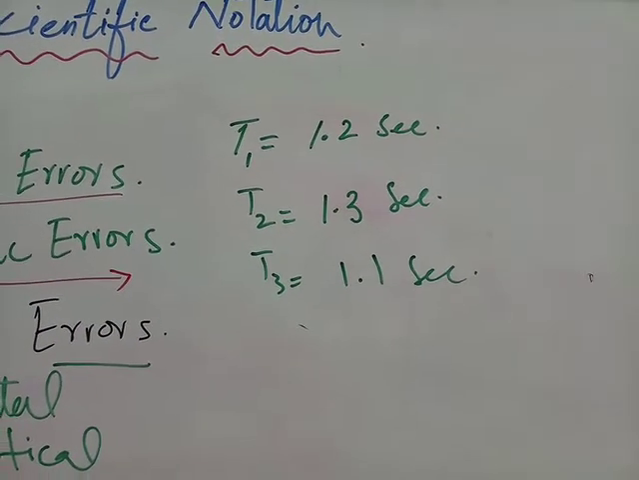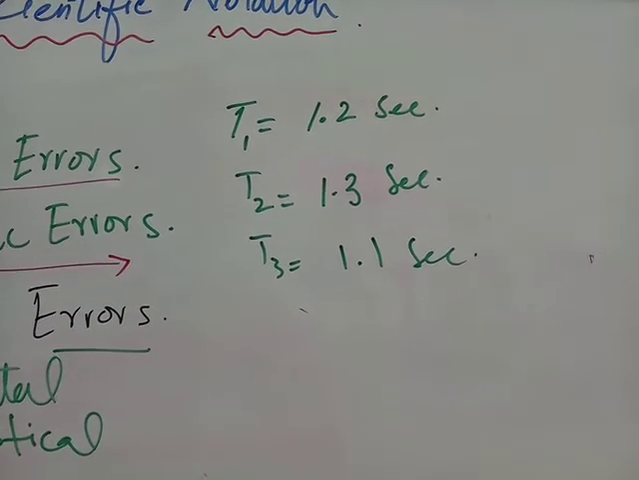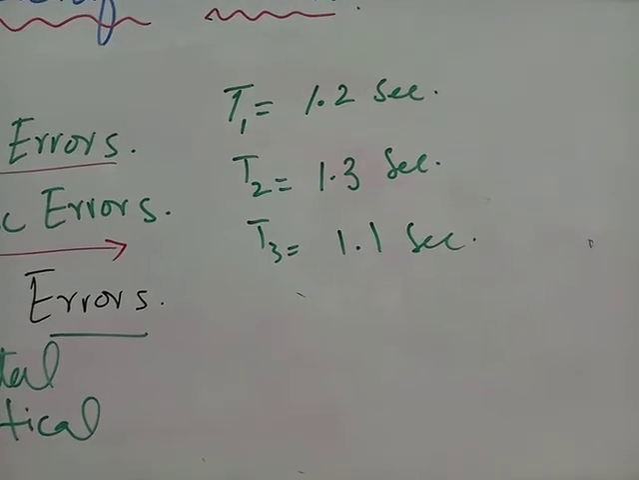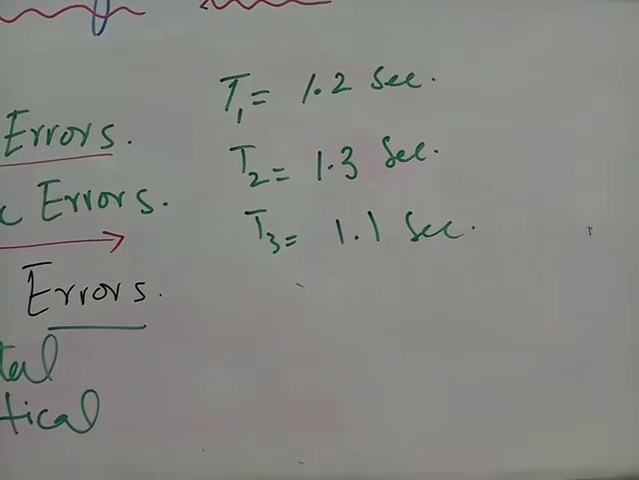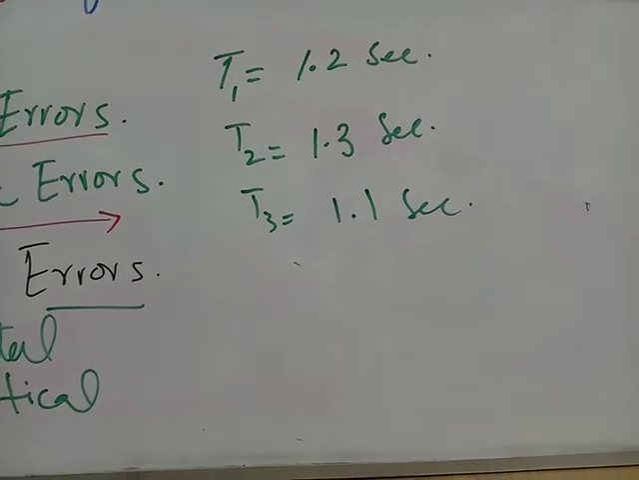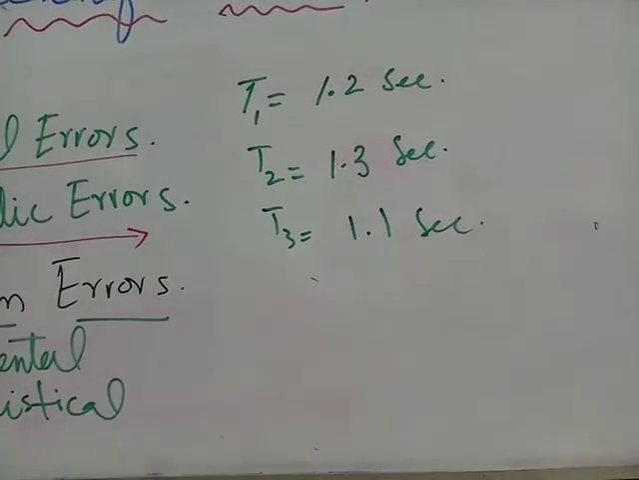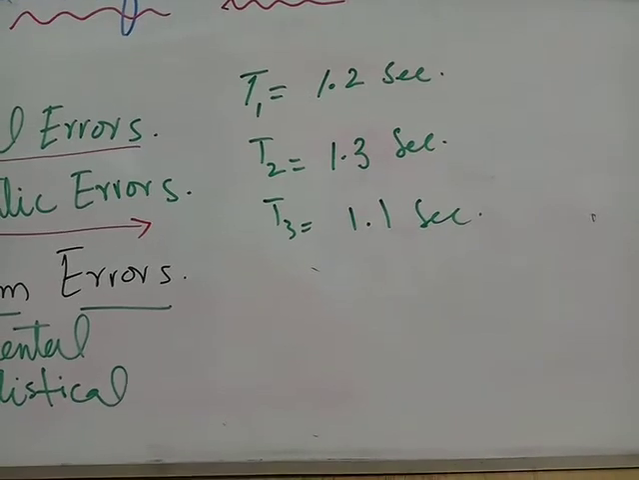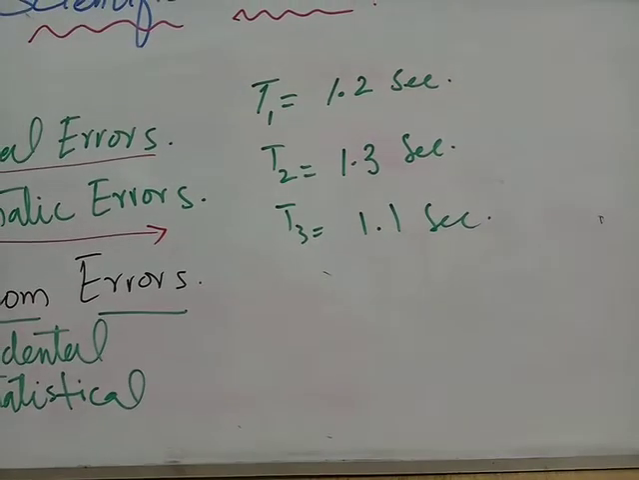Another student performs the same experiment in the same condition, and the time period is 1.1 seconds. So when we repeat measurements of the same quantity under the same condition and the result is different values, this is called random error.